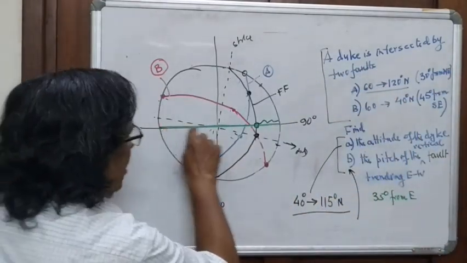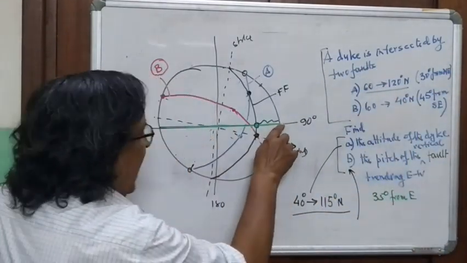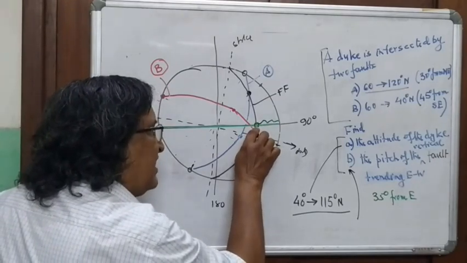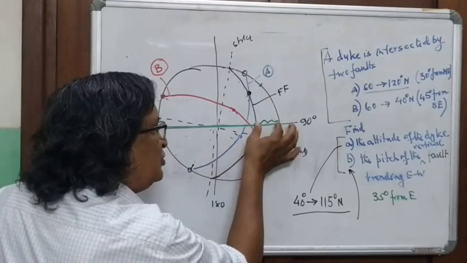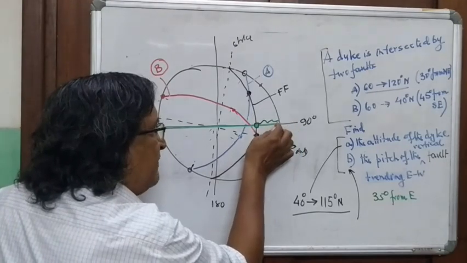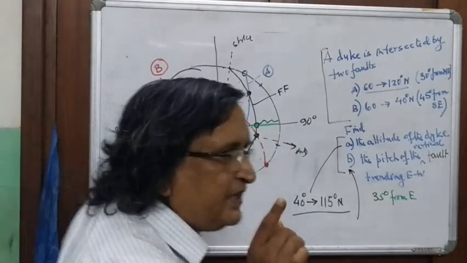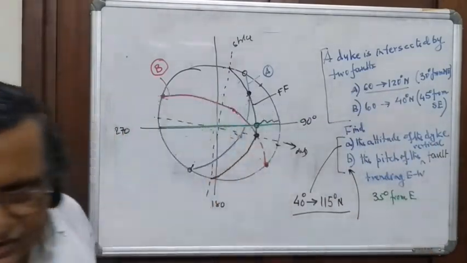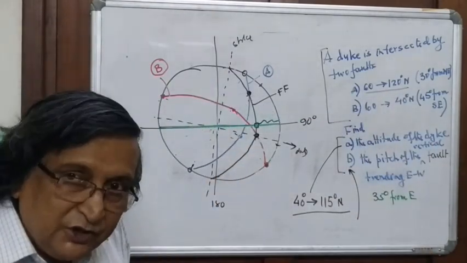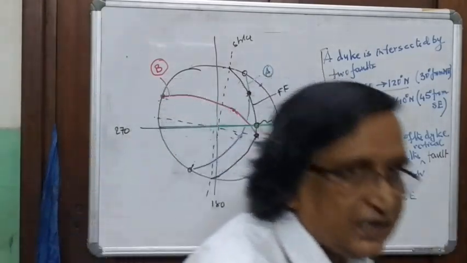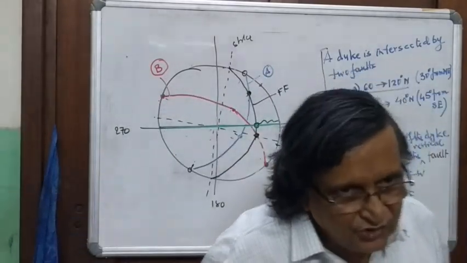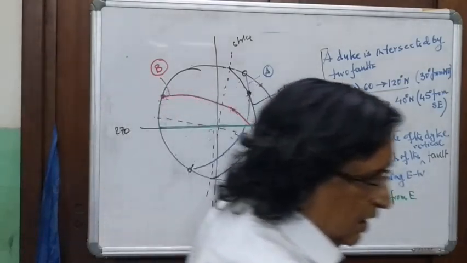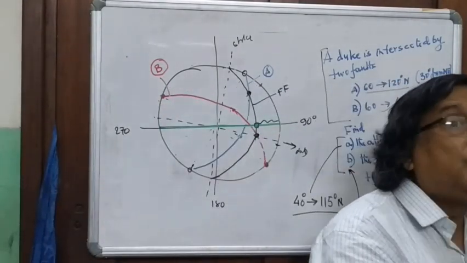So this is the only line that can happen, and this line intersects the black dike line at this point. So this angle from the horizontal to this should be the pitch from the eastern end, which is say 35 degree from the east. It is pitch, but the plane is vertical, so it's a plunge. So pitch is equal to plunge if the fault plane is vertical.